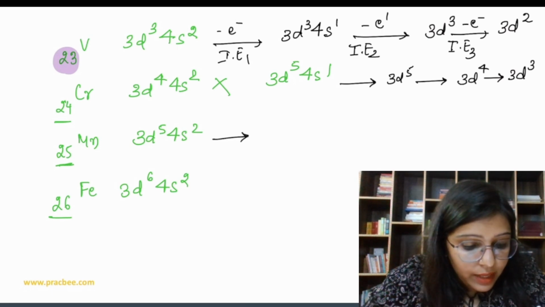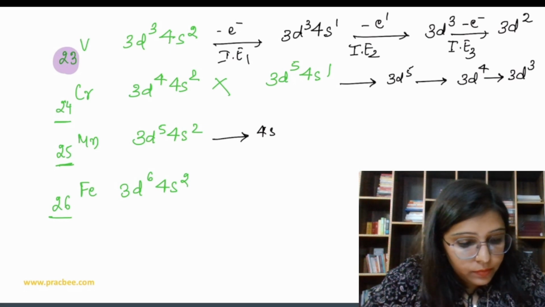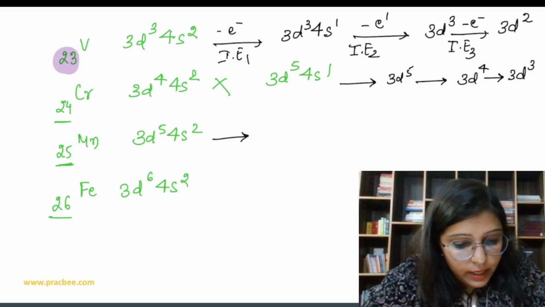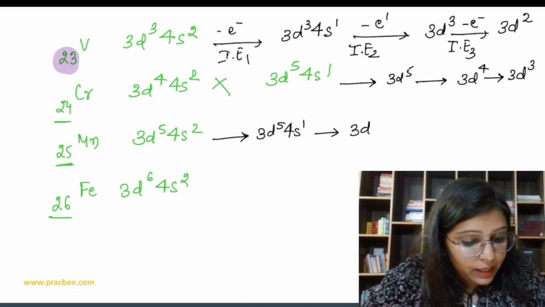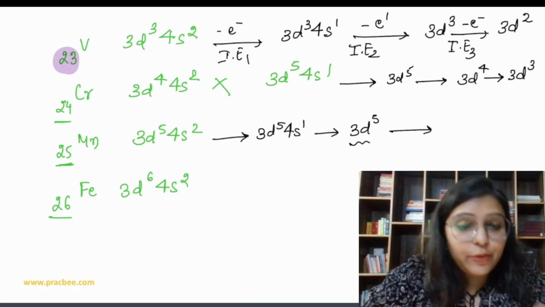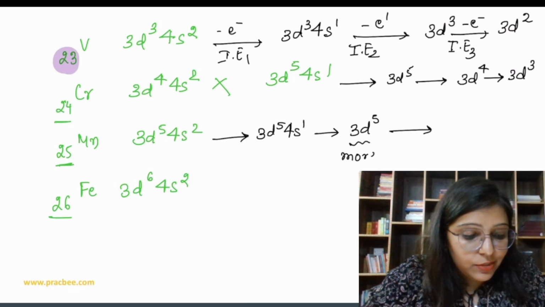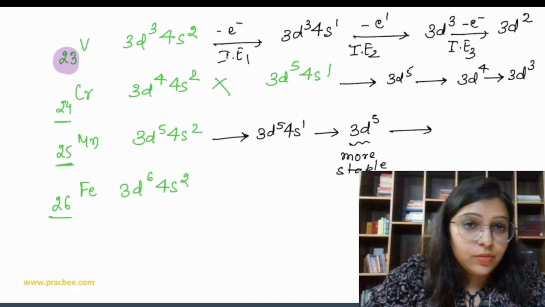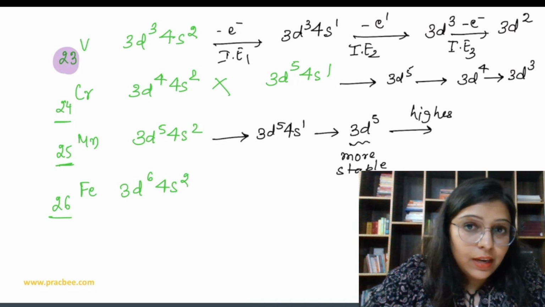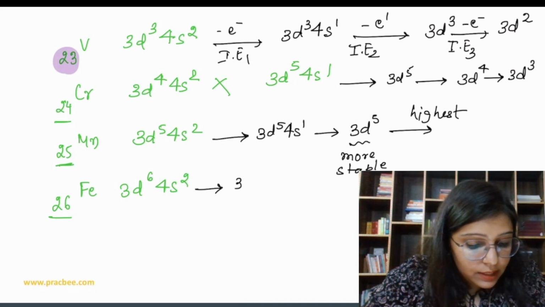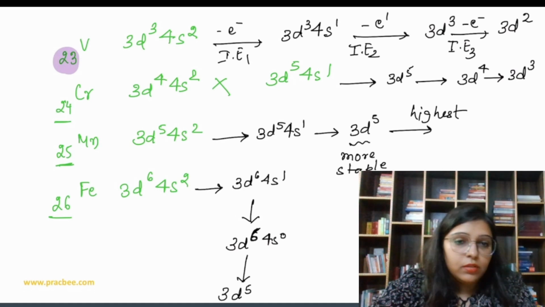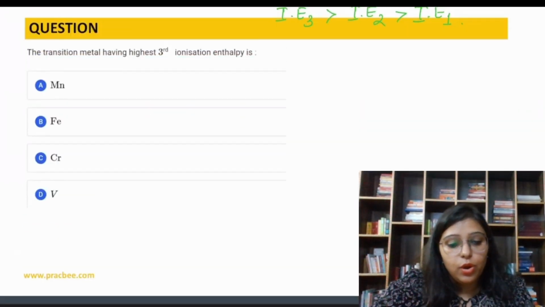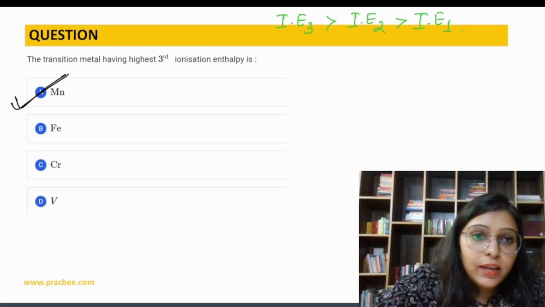For manganese, first we have 4s1, or we can say 3d5 4s1. Then for second we have 3d5, and for third we remove an electron from 3d, which gives a more stable configuration. More stable configuration, so here it should be highest. Now let's check for iron. First is 3d6 4s1, second 3d6 4s0, and for third it is going to be 3d5. So the highest is for manganese. So option A is going to be the correct answer.